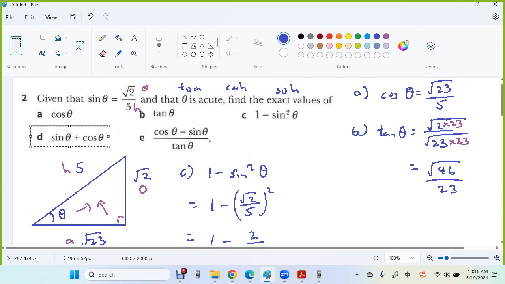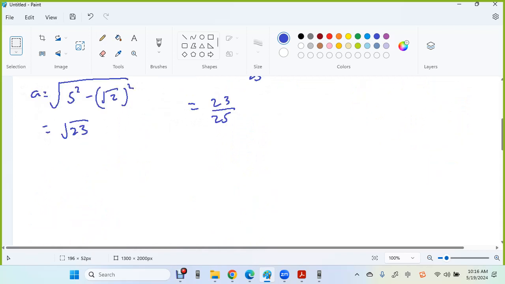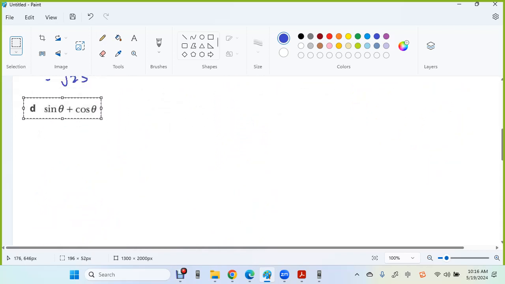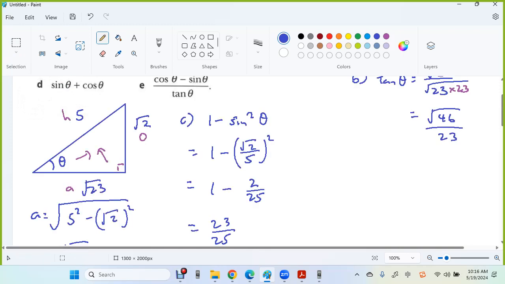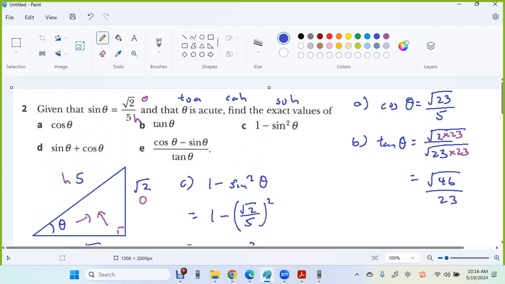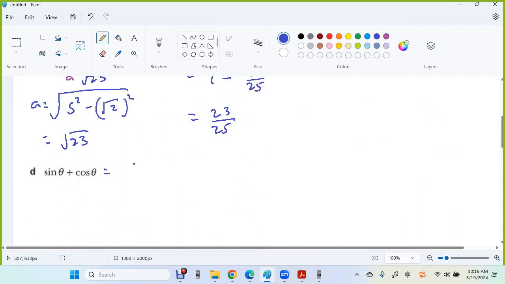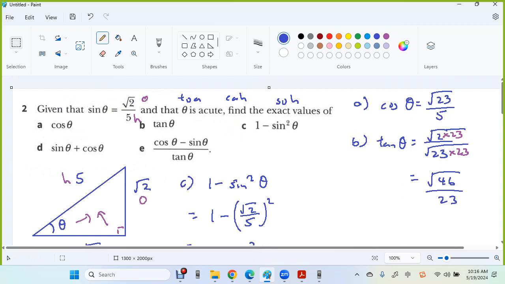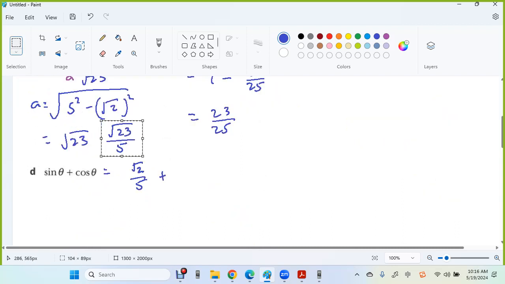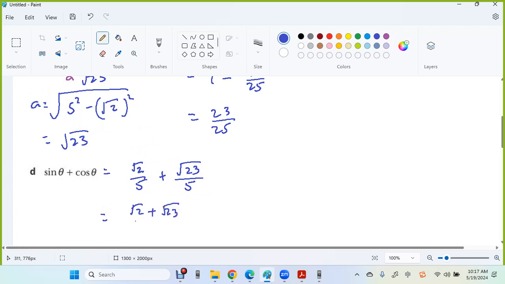And D will be the sine theta plus cos theta. So sine theta is the square root 2 over 5, and then the cos theta is the square root 23 over 5. So this one cannot be simplified. So we can just write as the square root 2 plus square root 23 over 5.